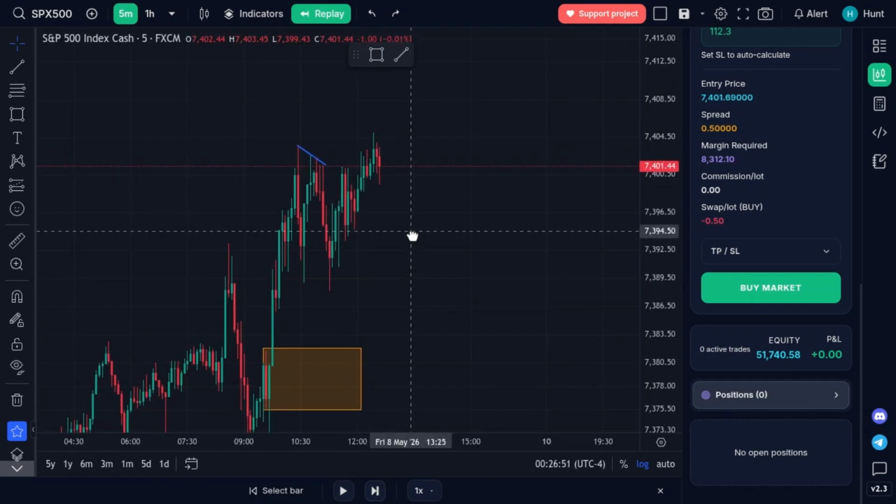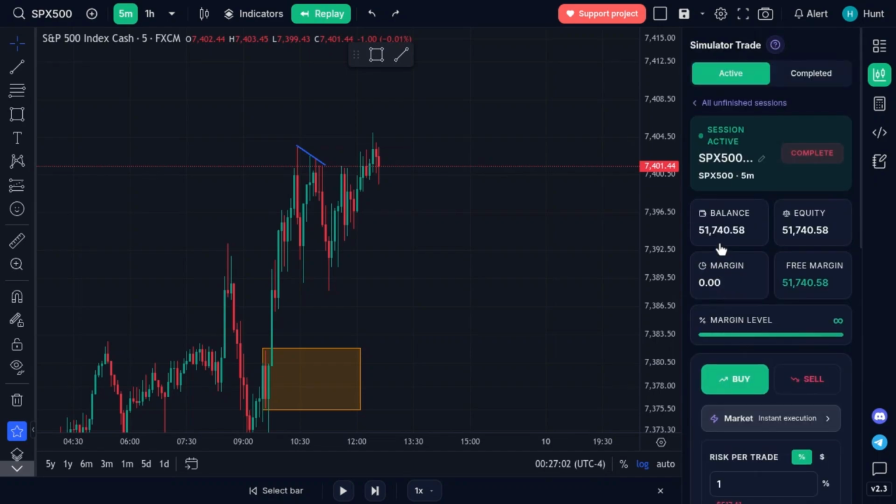And it still went that direction. So the trade was right, entry was wrong. I believe that was the 10th trade. Our equity is sitting at 51,740. Incurred some losses. However, we're going to go ahead and complete this session, and we're going to look at the stats.